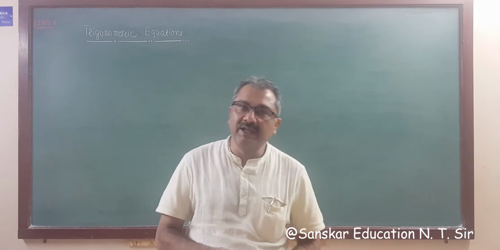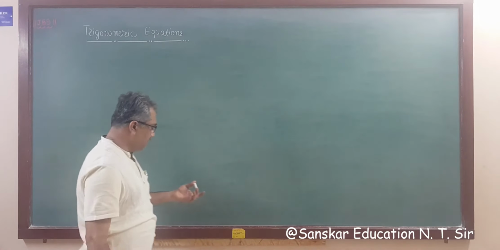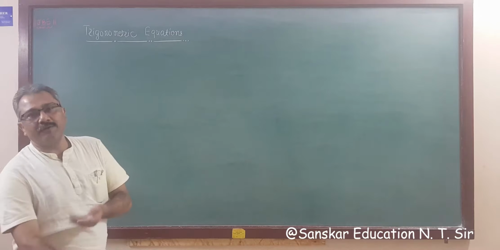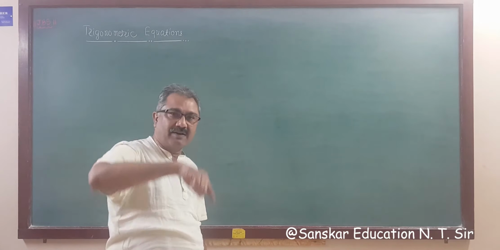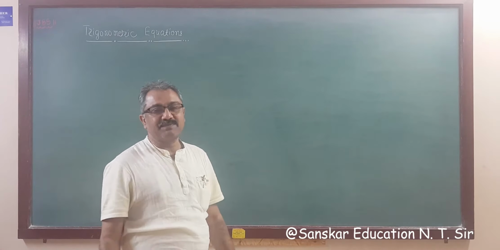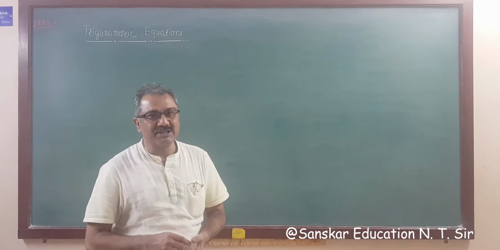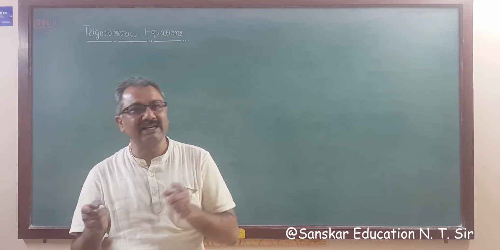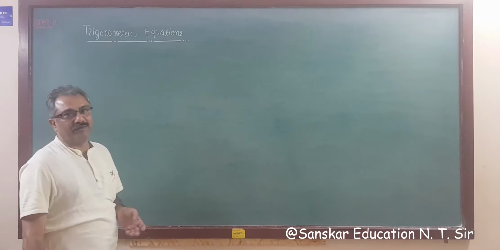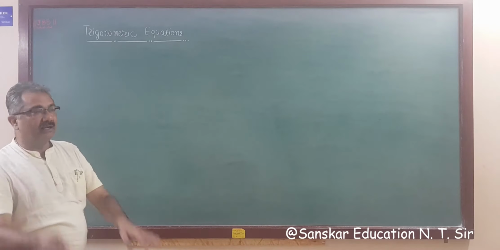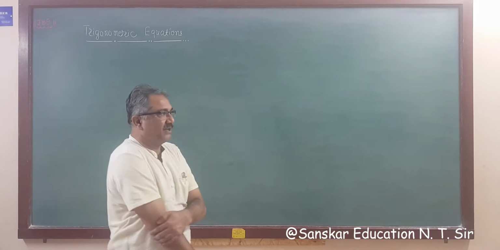Now we have already learned that the values of sine and cos functions are repeated after 2 pi. That is, the principal period of sine and cos is 2 pi, and the value of tan x is repeated after an interval of pi, right? That is, the principal period of tan is pi, that we learned in our previous classes, right?